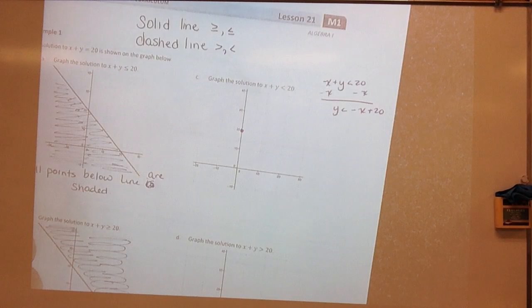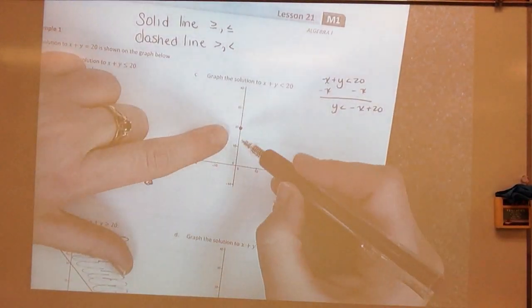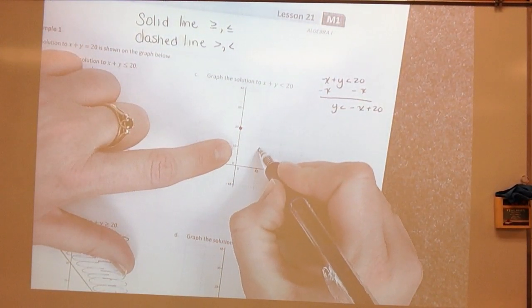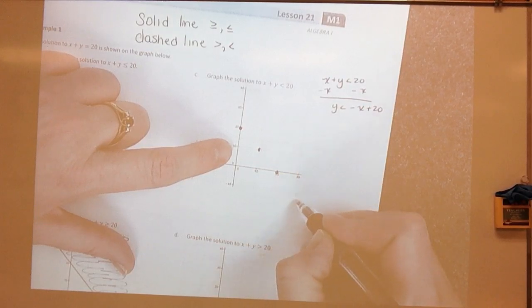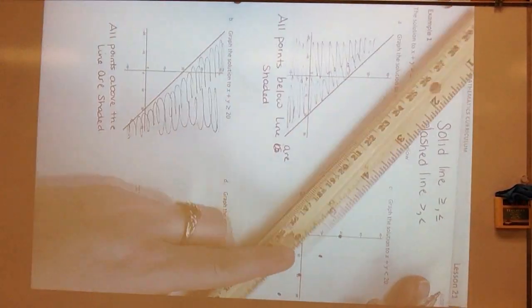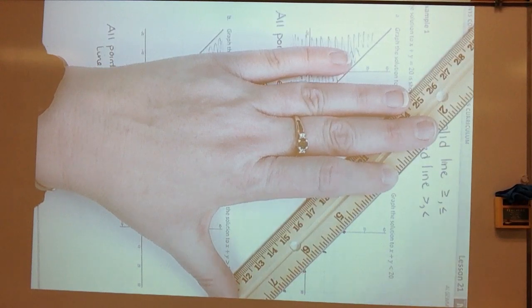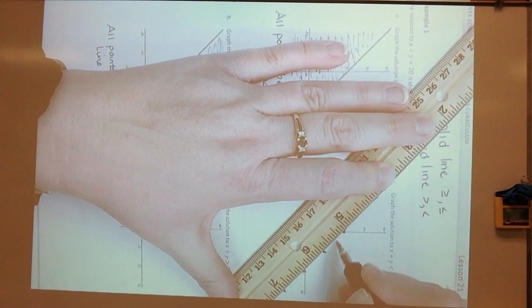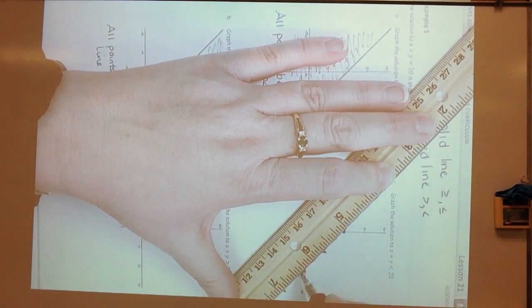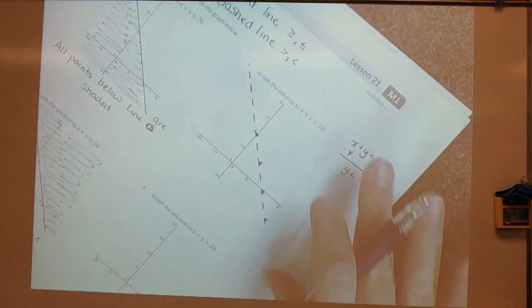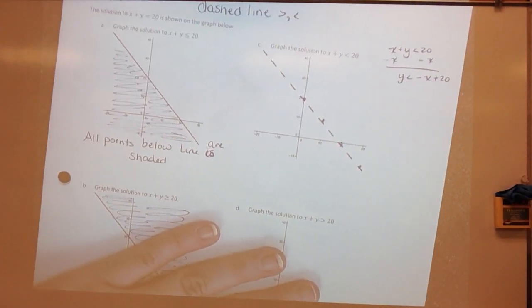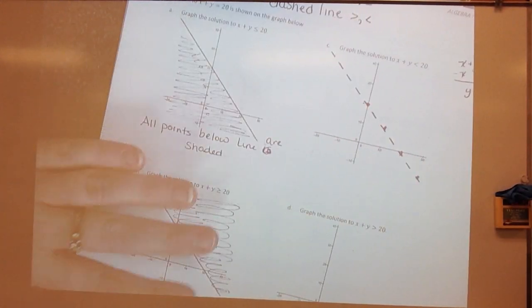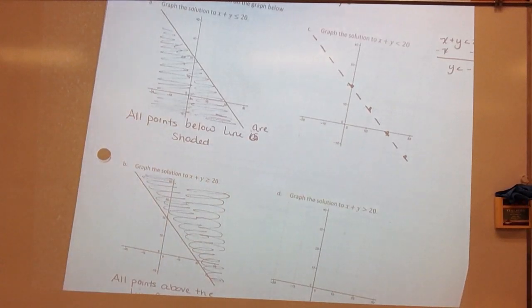And the slope is negative 1. So I can go down 10 over 10, down 10 over 10, down 10 over 10. So here is my line. But remember, it is a dashed line. So it's going to look like this. And now I need to figure out where I'm going to shade.